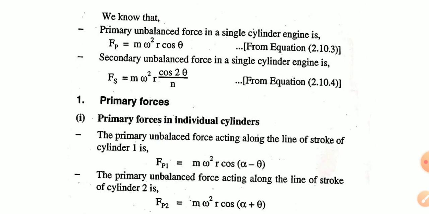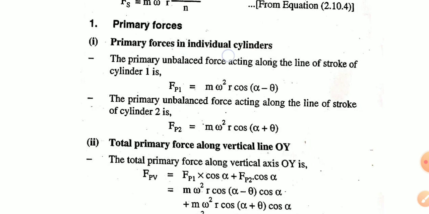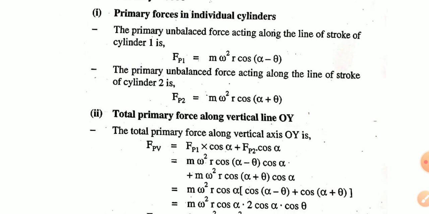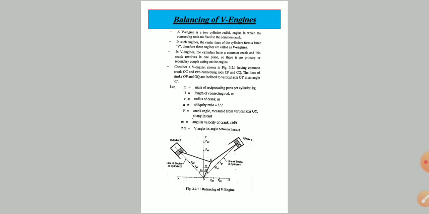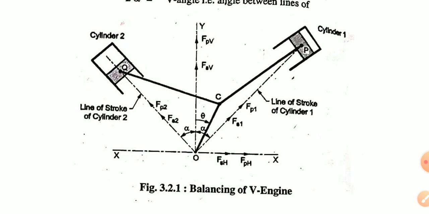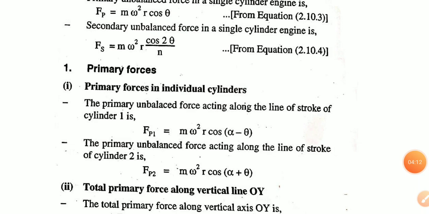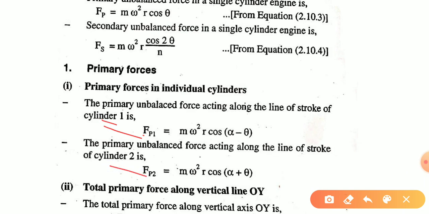Now next, we know that the primary unbalanced force in a single cylinder is m omega square r cos theta, and the secondary is m omega square r cos 2 theta by n. Now for the individual cylinders, the theta angle, as we can see from the figure, will be alpha minus theta for cylinder 1, and alpha plus theta for cylinder 2. So this is the primary force Fp1, and this is Fp2, primary force 2.